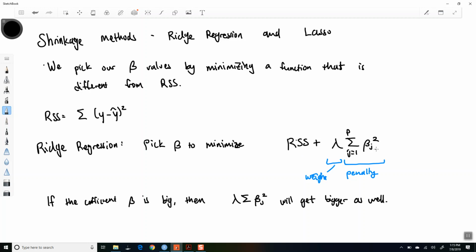Except it's not drive time and rent, it's RSS and this beta penalty.